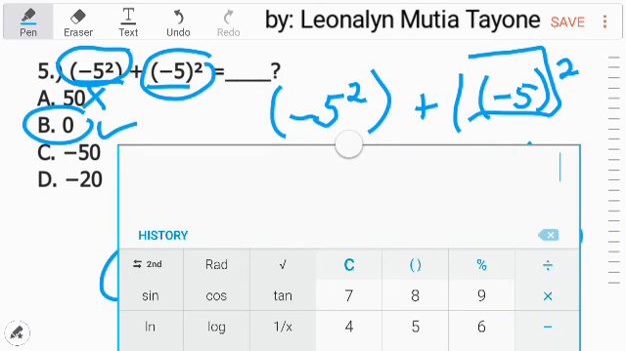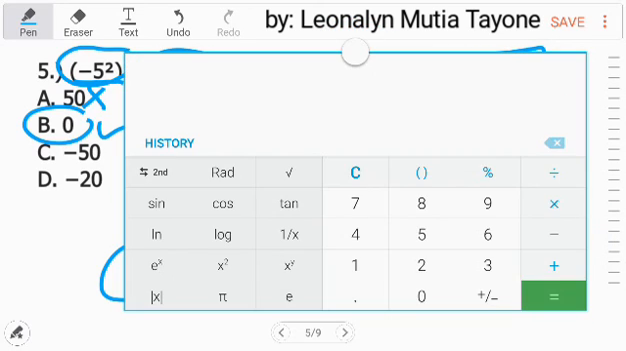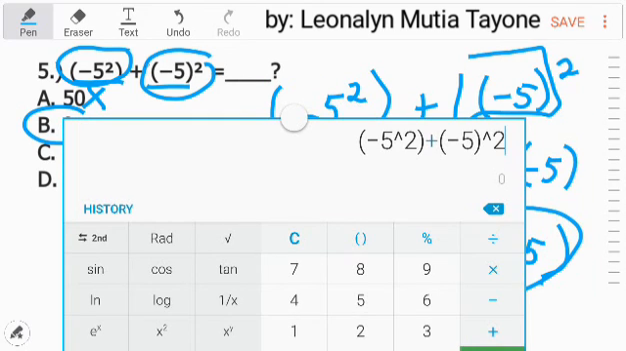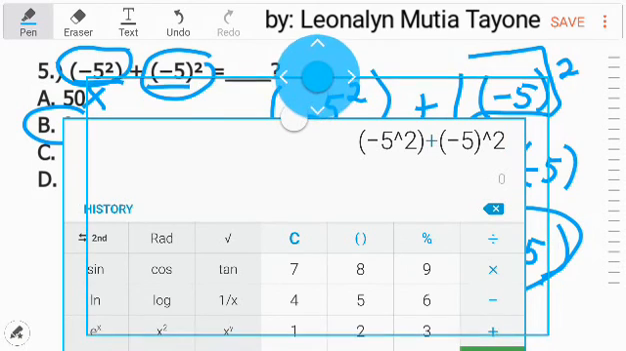I-double check natin sa calculator. So, we have negative 5 raised to 2 plus negative 5 raised to 2. Pag-erase muna natin yung mga automatic na parentheses. So, ang sagot dito ay 0. Negative 5 raised to 2, pareho. Next, negative 5 ang nasa loob ng parentheses, tsaka siya ni-raise ng 2. So, ang sagot dito ay 0.